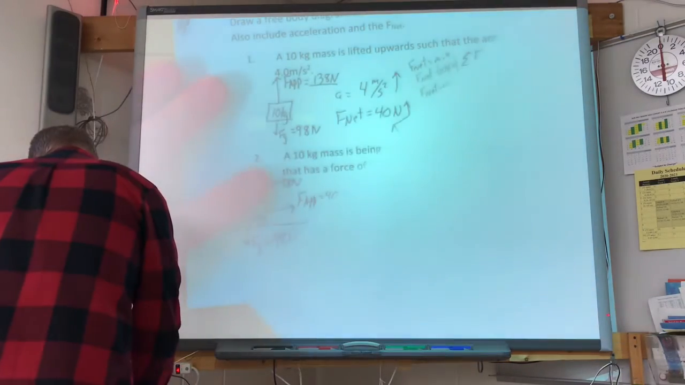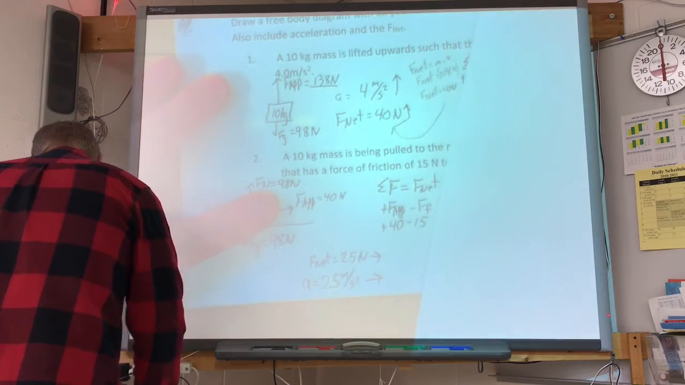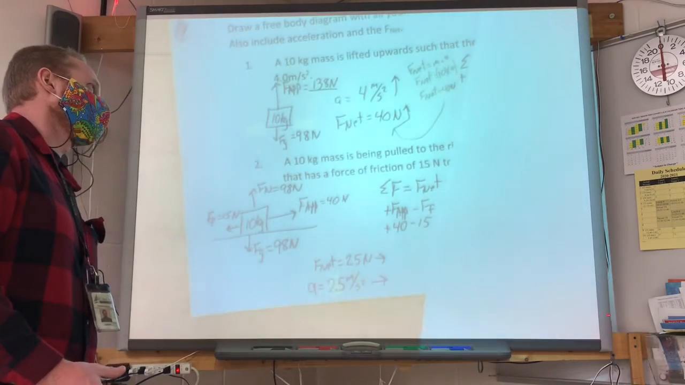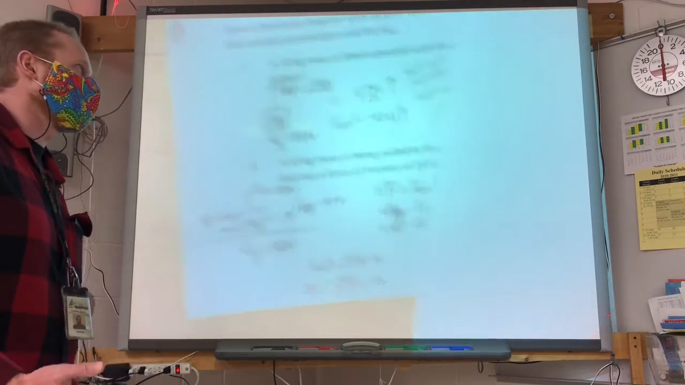I went through and I first determined what is the F net. The F net is equal to mass times acceleration. F net is equal to 10 times 4. The acceleration is up at 4. Therefore, my net force is 40 newtons up. My ups are 40 bigger than my downs. What's 40 bigger than 98? Because my down is 98.